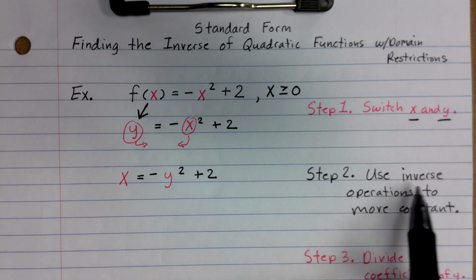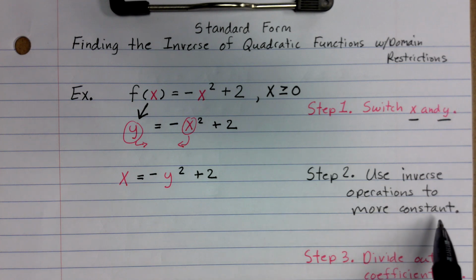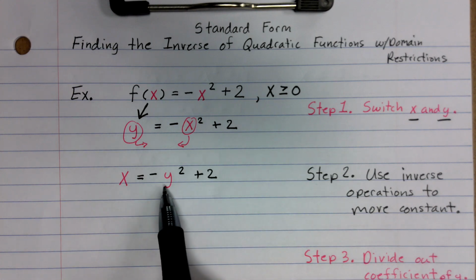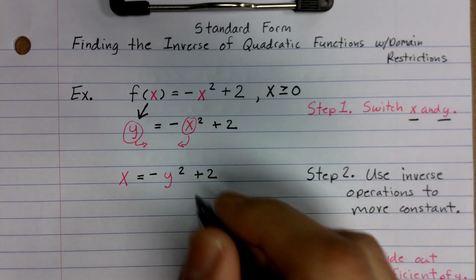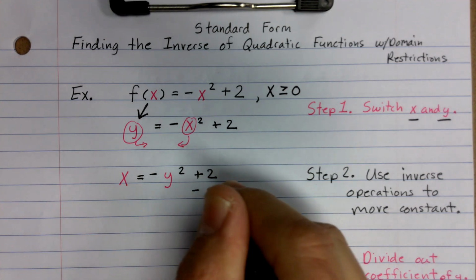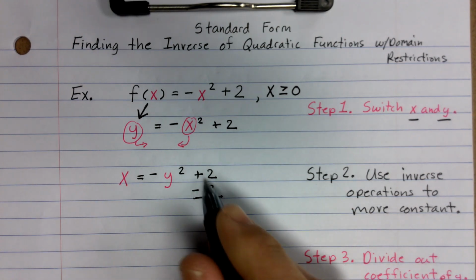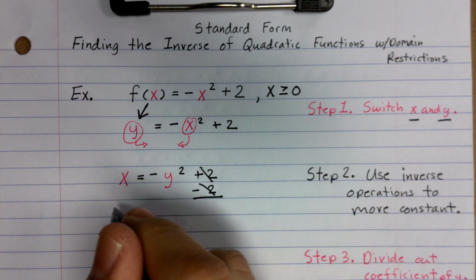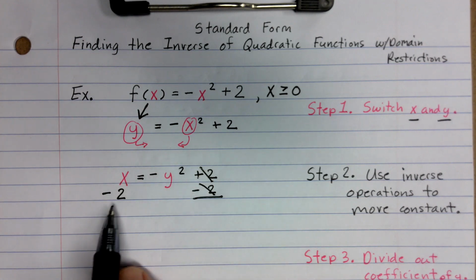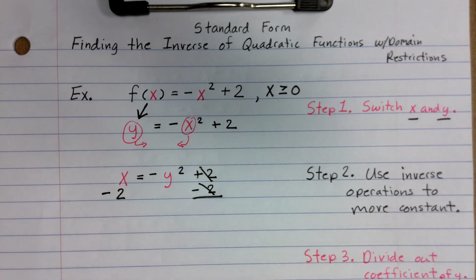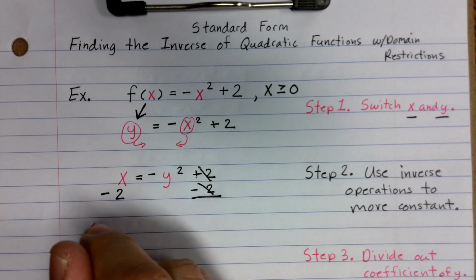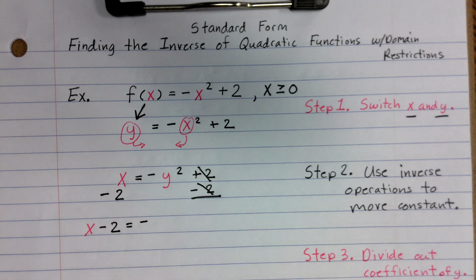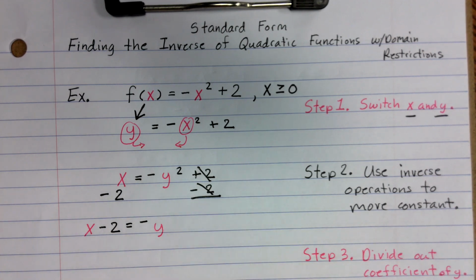Now notice step 2 says use inverse operations to move the constant. So I'm going to move this constant value of positive 2 away from the y, because our goal is to isolate this y and get it all by itself. So it's a positive 2, so to move it, use inverse operations. I'm going to subtract 2. That cancels the 2's out, but I also have to remember to subtract 2 on the left side of the equation to keep it balanced. Now we're going to rewrite it. So this now is going to be x minus 2 is equal to negative y squared.